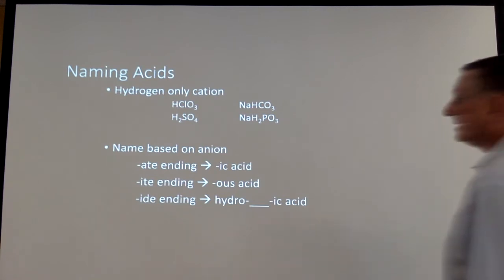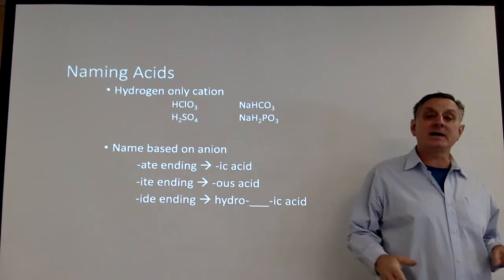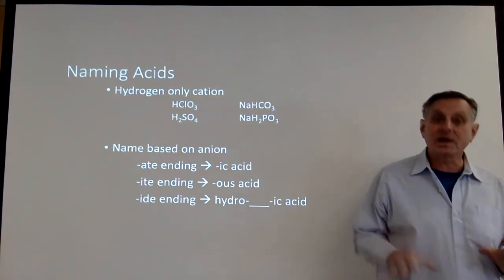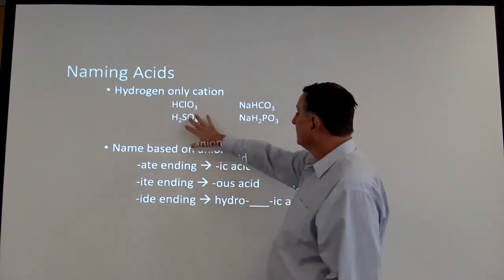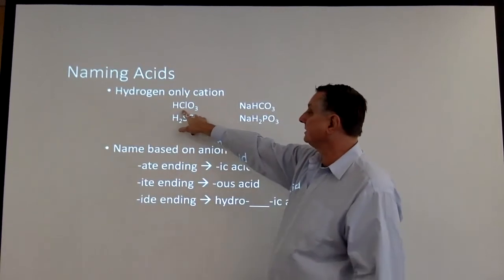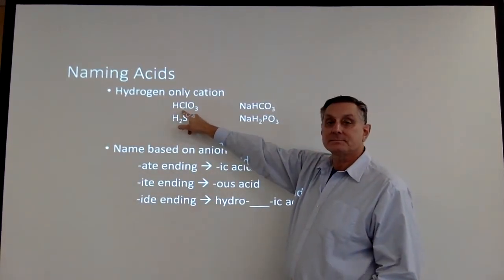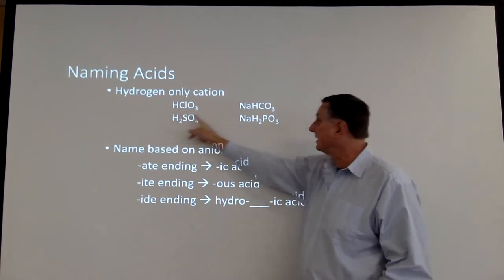Naming acids. First of all, you know that acids are identified because they are compounds where hydrogen is the only cation. Hydrogen is the only cation. So for these 4, is this an acid? Yes, it is. H plus is the only cation. We have H plus and chloride ion.